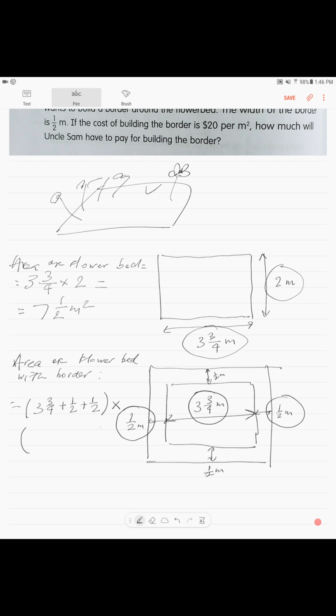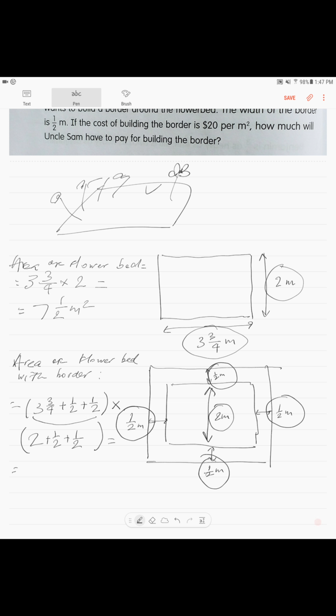We need to multiply it by our breadth. Our breadth was over here 2 meters. Now it is 2 meters plus 1/2 plus 1/2. That's it. So you calculate your fractions.